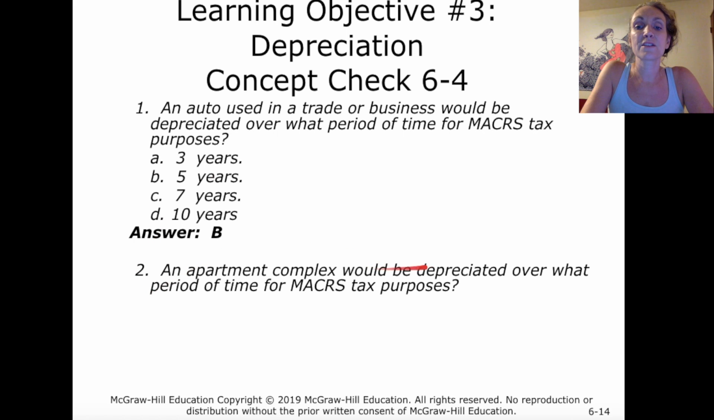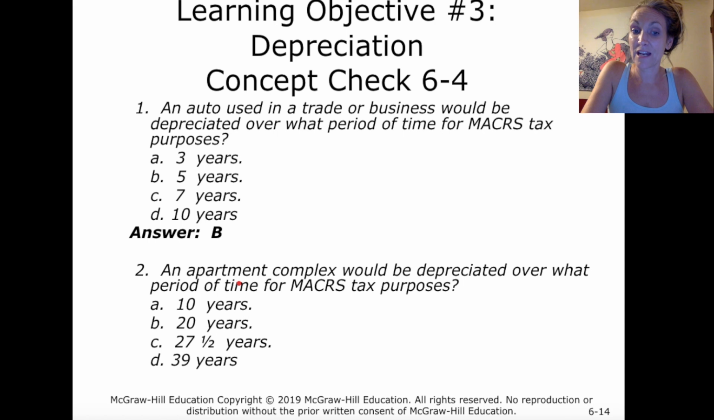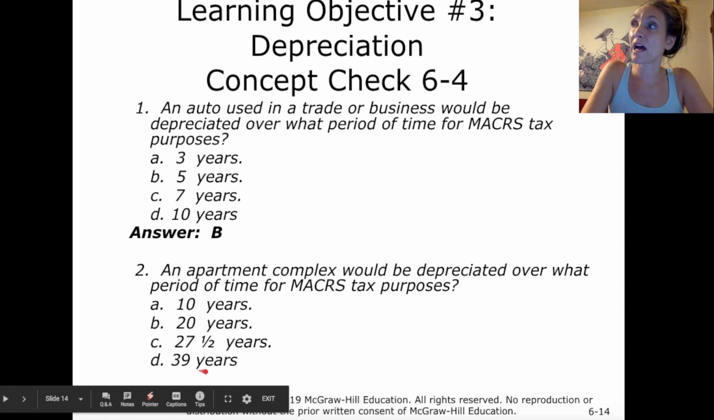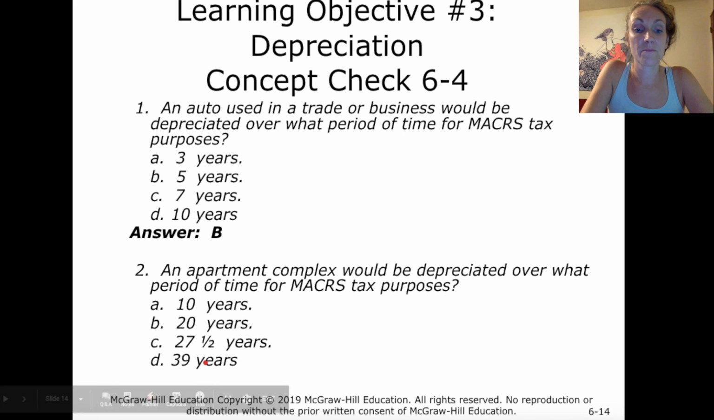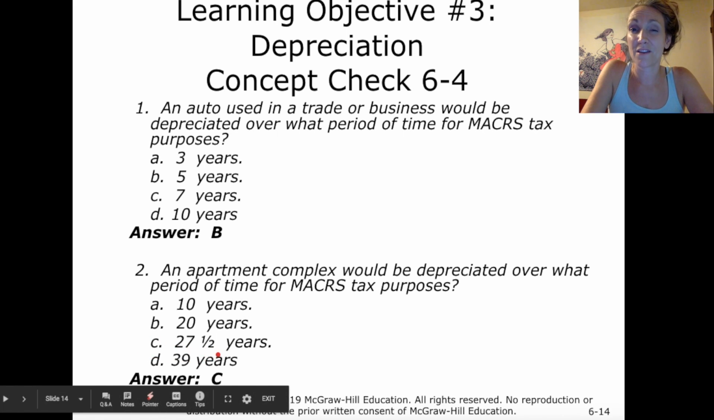An apartment complex would be depreciated over what period of time under MACRS tax purposes? What is an apartment complex? That's residential, right? Residential is 27.5. Commercial is 39. So it's residential use, so it's got to be C, 27.5. It's based on how it's used.